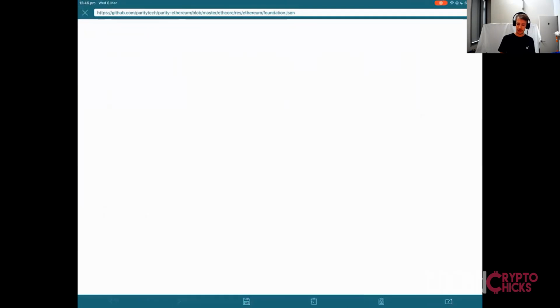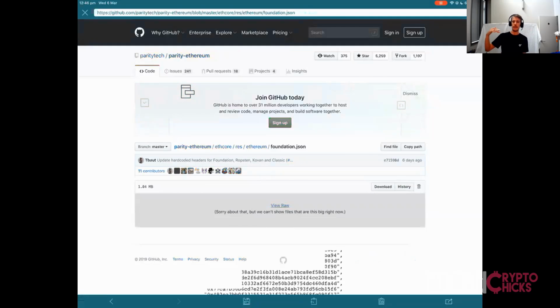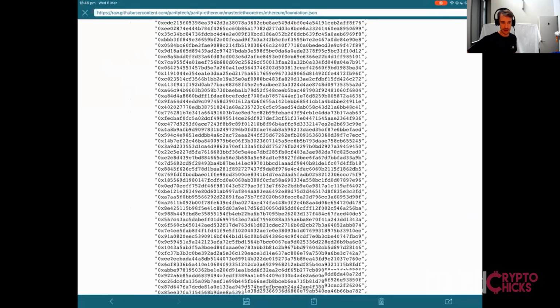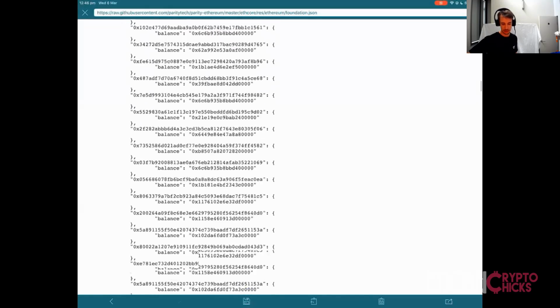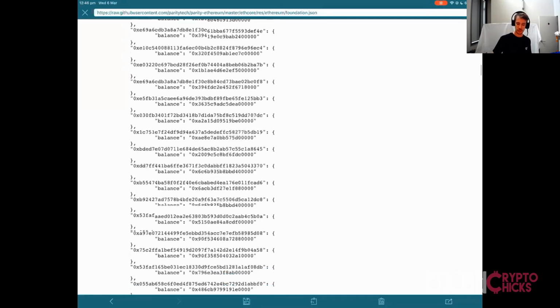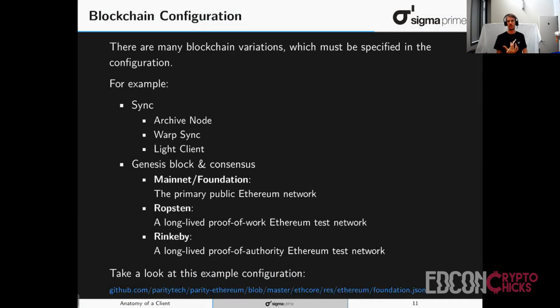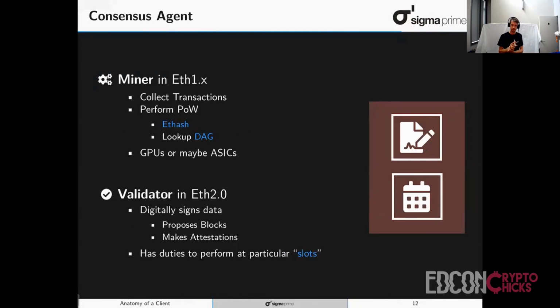And if we have a quick look here, I'm not even going to open it. It takes too long to open. But there it is, the big JSON file here. This is the Parity Ethereum JSON configuration file. And as you can see, it is a huge file full of stuff, including all of the balances that came out in the launch of Ethereum. So there's a lot of configuration around this blockchain logic that we need to manage, which is also why I mentioned configuration files in the beginning.